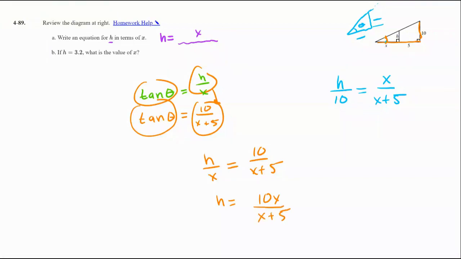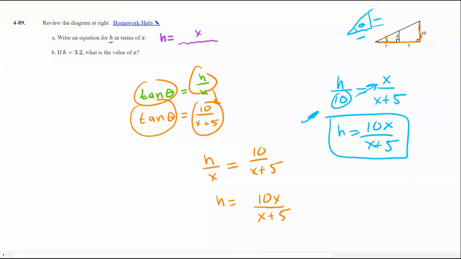Same thing would happen in my blue equation. I'd multiply 10 by both sides and get 10x over x plus 5. So again, maybe a long-winded way of saying this, but I just wanted you to understand why that works.